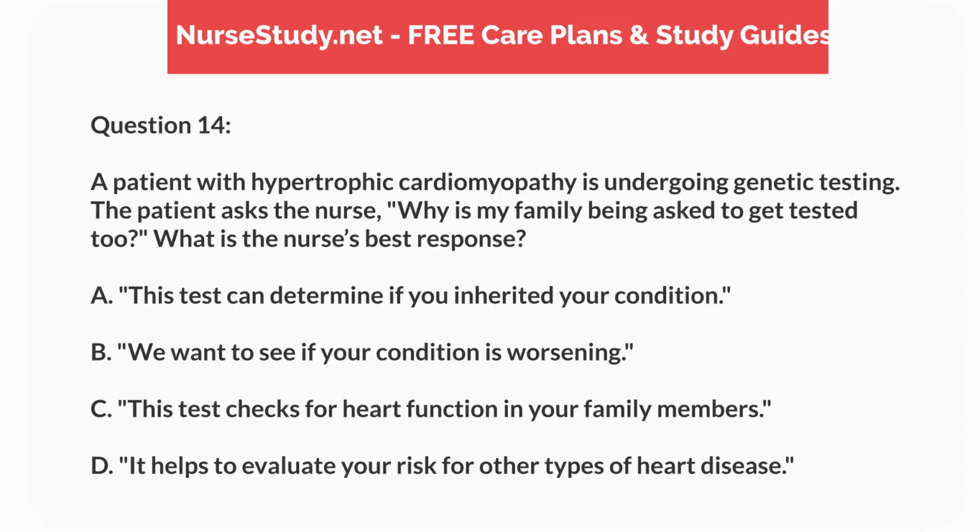Question 14. A patient with hypertrophic cardiomyopathy is undergoing genetic testing. The patient asks the nurse, "Why is my family being asked to get tested too?" What is the nurse's best response? A. This test can determine if you inherited your condition. B. We want to see if your condition is worsening. C. This test checks for heart function in your family members. D. It helps to evaluate your risk for other types of heart disease.